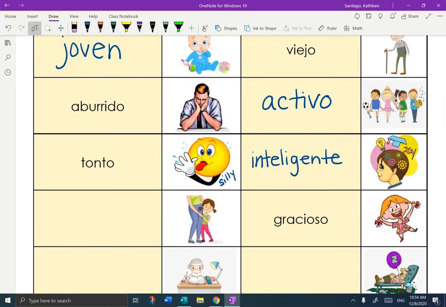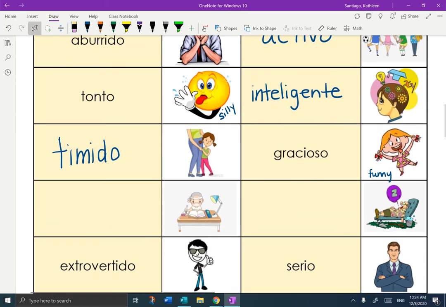Gracioso. The girl is funny because there's 3 words that are kind of the same. I'm going to put the English there for you. Funny. Gracioso. Look at the girl hiding behind her mom's leg. This one's a cognate. Timido. It looks like the word timid or shy. Timido.